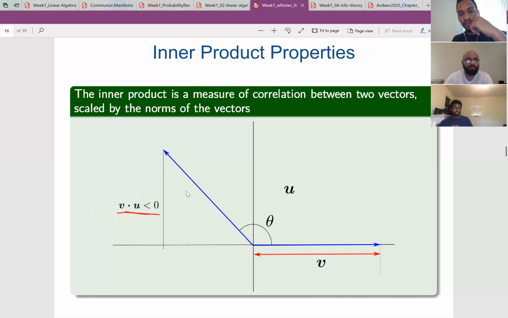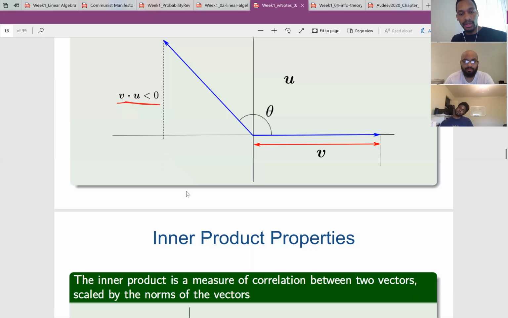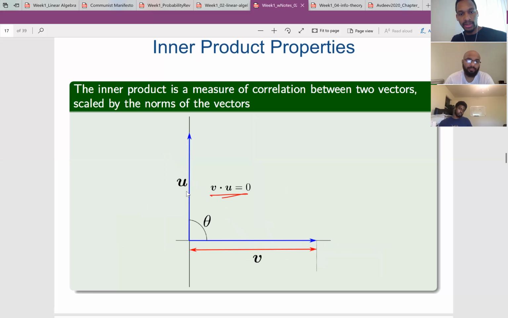Quick question. For inner products, I see we have v dot u. We don't get a different answer if we switch the order, do we? No, it should be the same. Good question. And then here it's 0 when there's no correlation, basically.